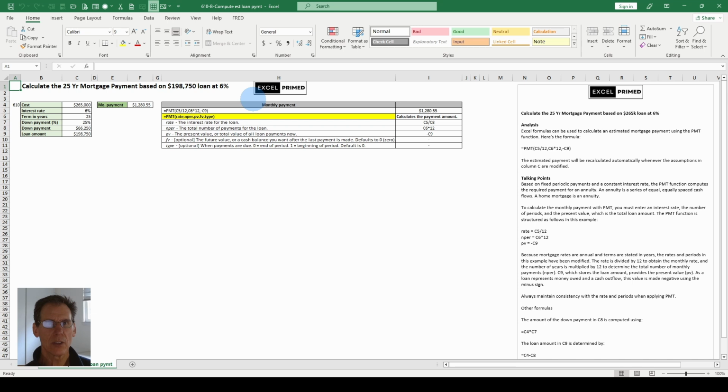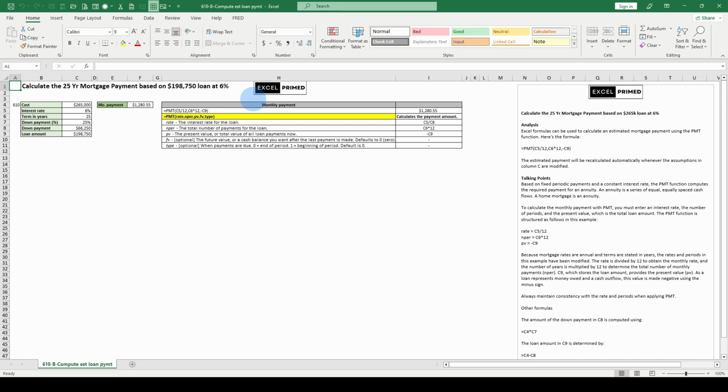A $198,750 loan at 6% is the equivalent of saying, how much interest am I going to earn on $198,750 for 25 years at 6%? Now, I'm thinking from the lender's point of view. How much interest am I going to earn? On the flip side, how much interest am I going to have to pay for 25 years? You can look at it from both angles.